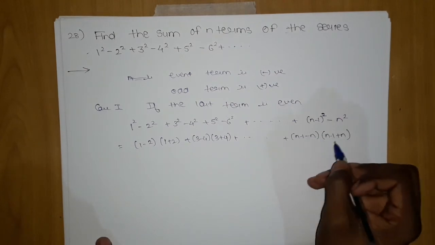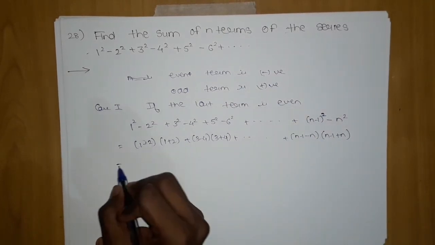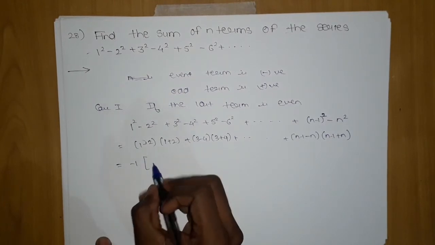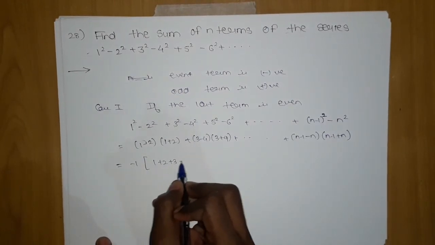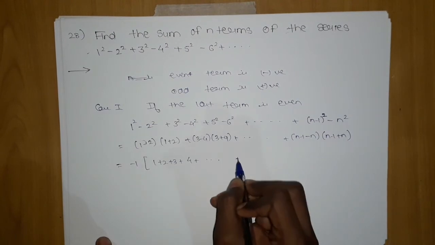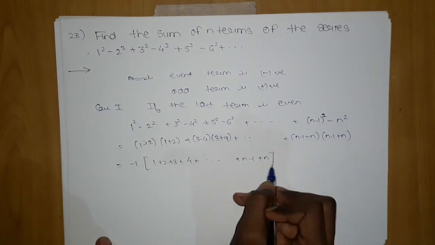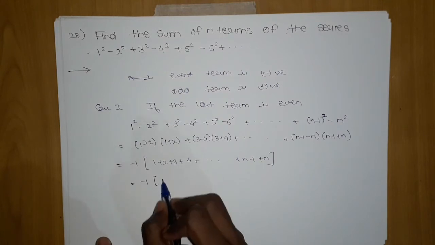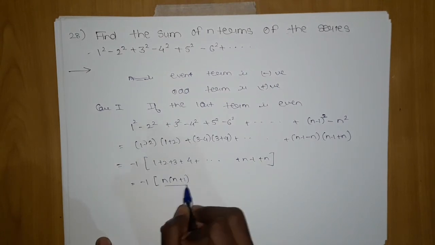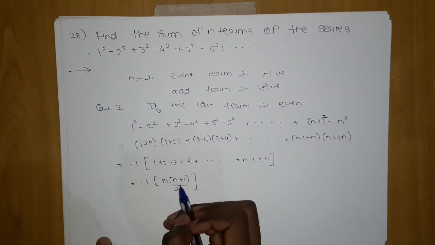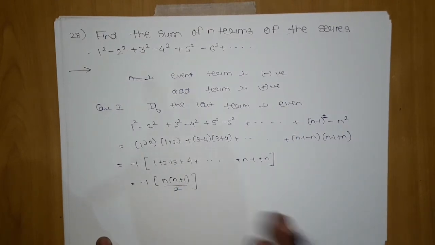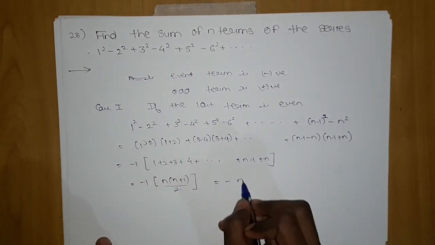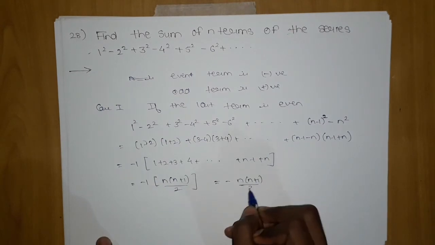Okay, like this. And here if you see, it is minus 1. So if I take minus 1 common from all of these, what I have is 1 plus 2 plus 3 plus 4 plus till n minus 1 plus n. So minus 1, then the sum of n natural numbers is n into n plus 1 by 2. If it is n minus 1 natural numbers or whatever, just replace n by that number. So minus n into n plus 1 by 2 if n is even.